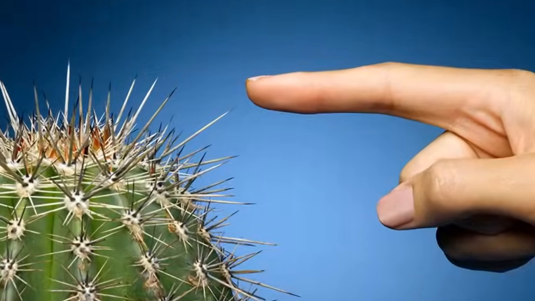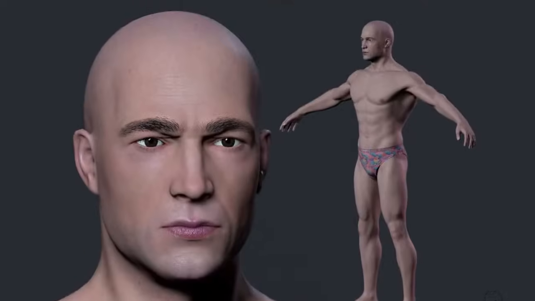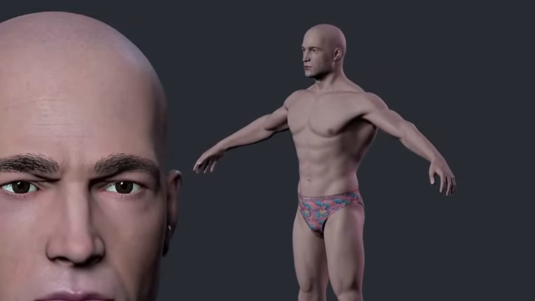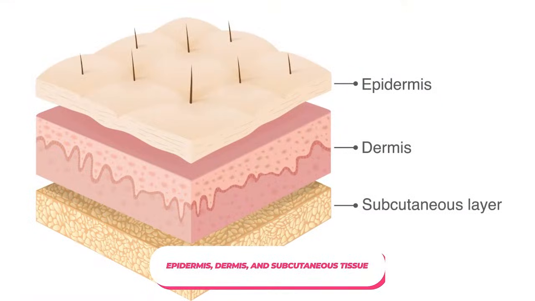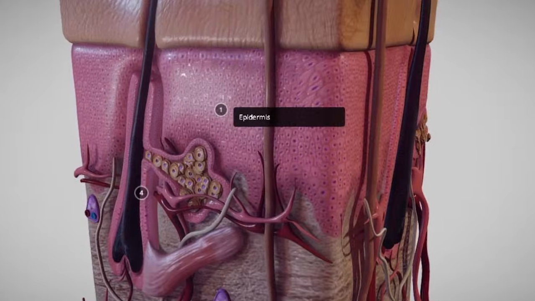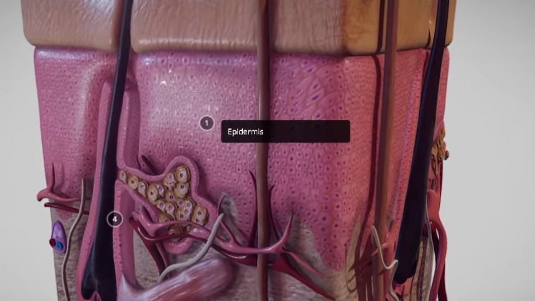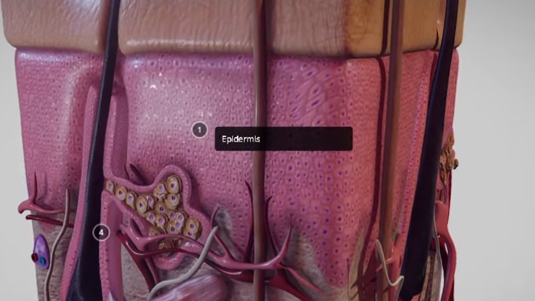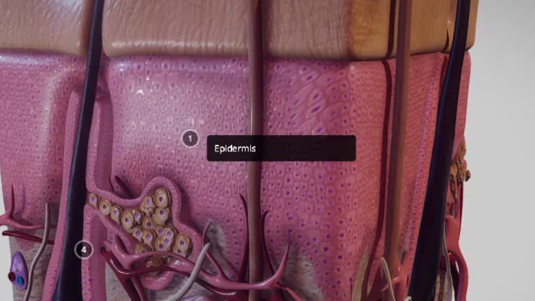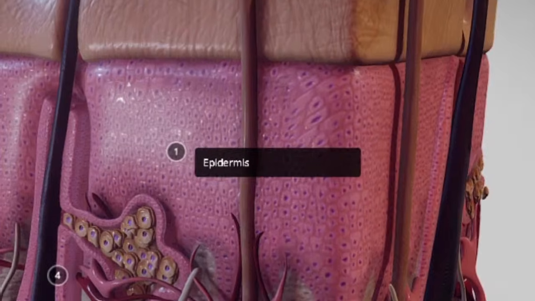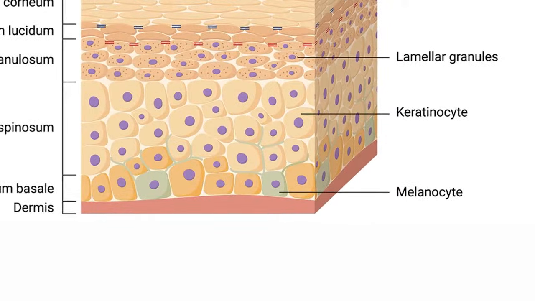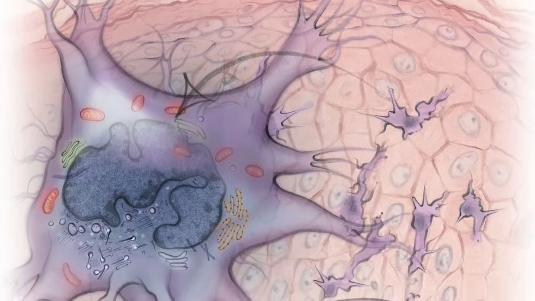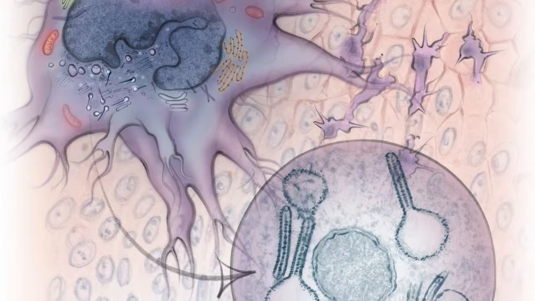Skin. The skin is the body's largest organ and is made up of 3 layers: the epidermis, dermis, and subcutaneous tissue. The epidermis is the outermost layer and is composed of dead skin cells that provide a barrier against the outside environment. The epidermis also contains various specialized cells, such as melanocytes, which produce the pigment melanin, and Langerhans cells, which play a role in the immune response.